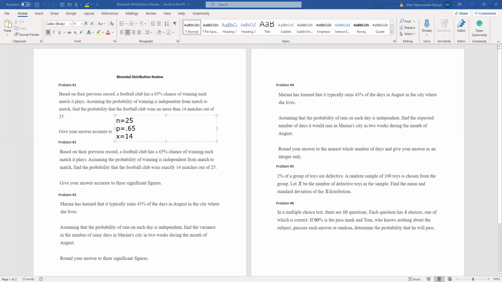And so basically what you would plug into your calculator is second vars, go all the way down to binomial CDF, enter all your values, x equals 14, p equals 0.65, and then trials would be 25, paste. And does anyone know the answer once they type it up into their calculator?